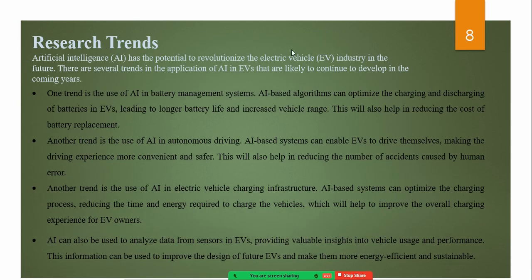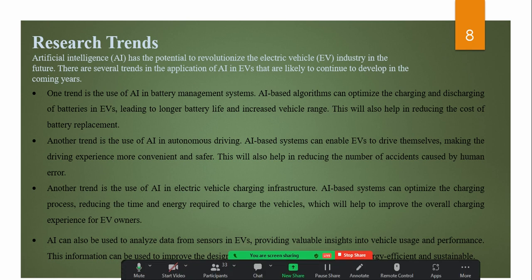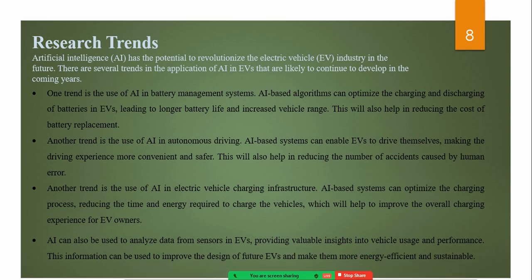Now, the next slide is research trends. There is no doubt that artificial intelligence has the capability to revolutionize the electric vehicle industry in the coming future. At the same time, there are many research trends available in this field. A few of them I have listed here, like artificial intelligence in battery management system, where charging and discharging of the batteries can be monitored and optimized. At the same time, the longer life of the battery can be ensured. This will definitely help in reducing the cost of battery replacement.